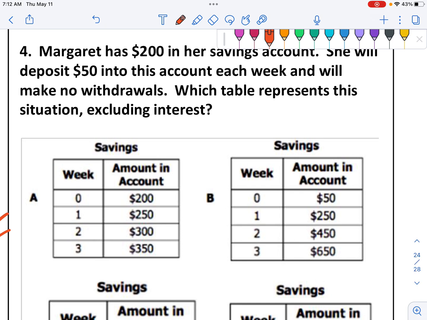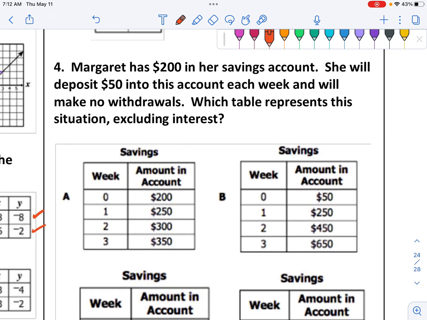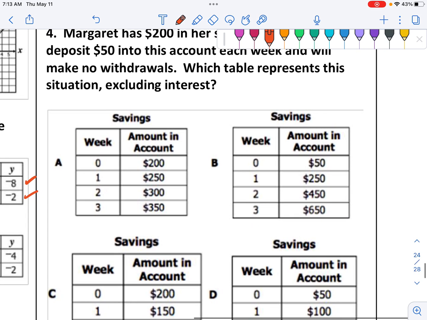All right, number 4, Margaret has $200 in her savings account. So she's starting with $200. That would be our y-intercept. She will make a deposit of $50 into the account each week. That would be our slope. We're adding $50 each week. So if it was 2 weeks, we would multiply that by 50. And she will make no withdrawals, which table represents her situation.